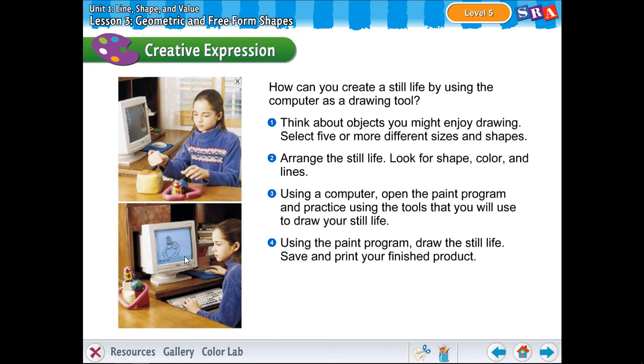Get the basic shape and the layout, and then once you've got the outline, you can go in and you can put the details into it. You could totally do that too.